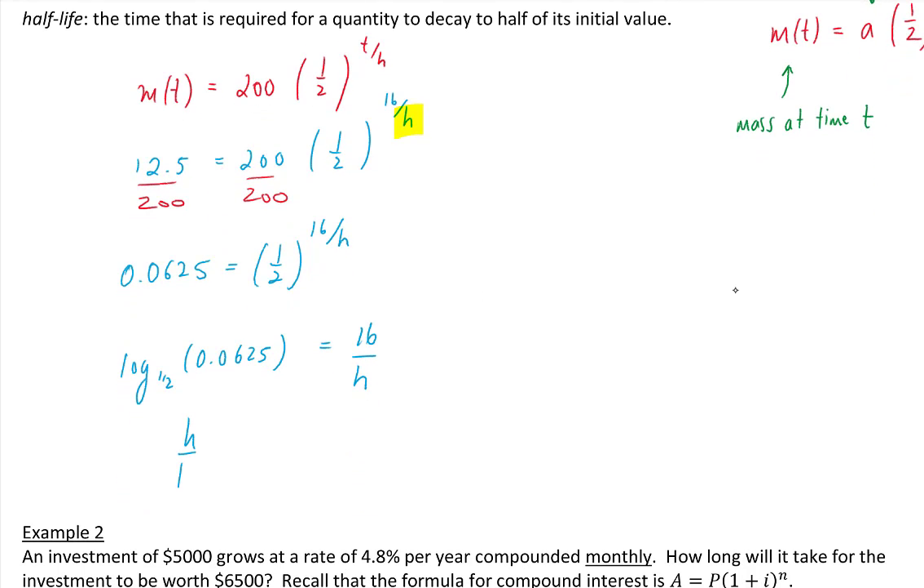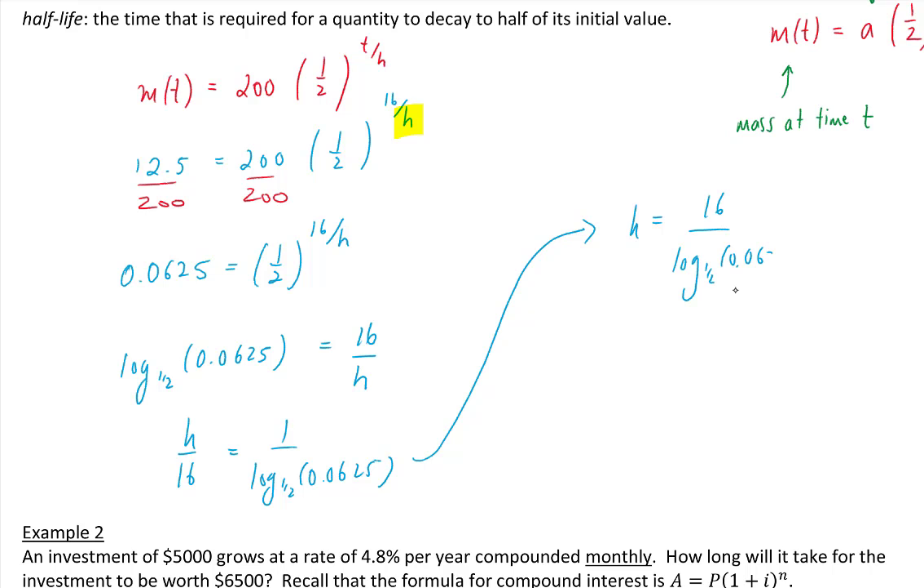Flipping both sides of the equation, we get h over 16 is equal to 1 over the log base 1/2 of 0.0625, which tells us that h is equal to 16 divided by log base 1/2 of 0.0625. And all I did here was multiply both sides by 16.